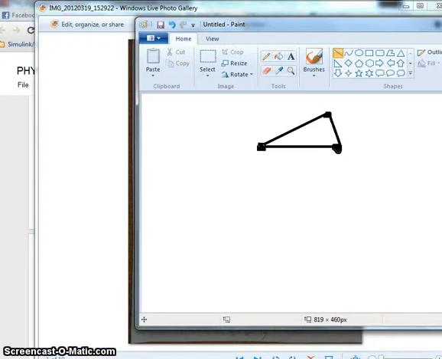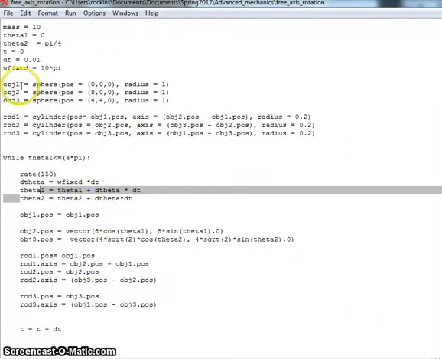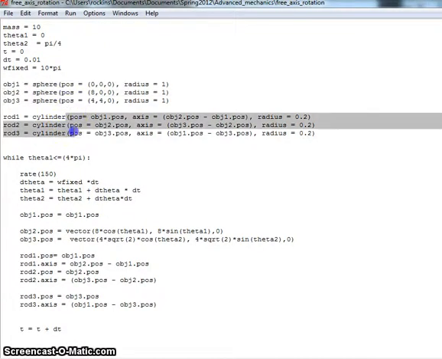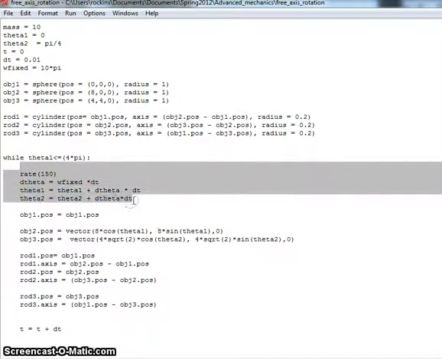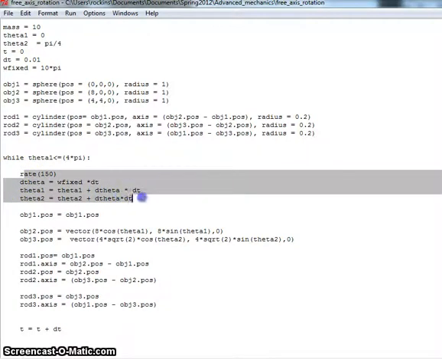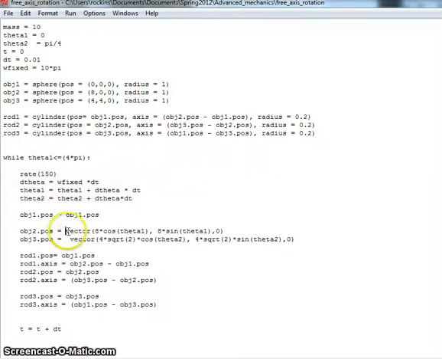So here's my model. These three objects define the three spheres at the vertices of the triangle, and these three are the cylinders that connect those spheres. And this is the main program that updates the angle theta. And here is the update of position.